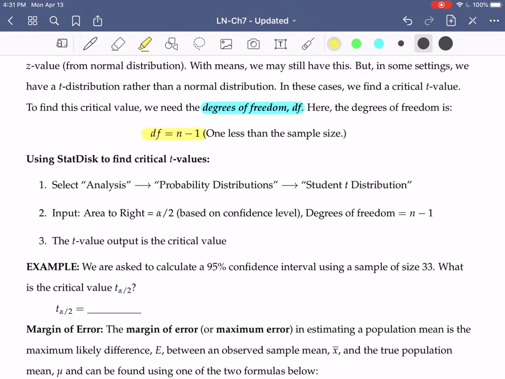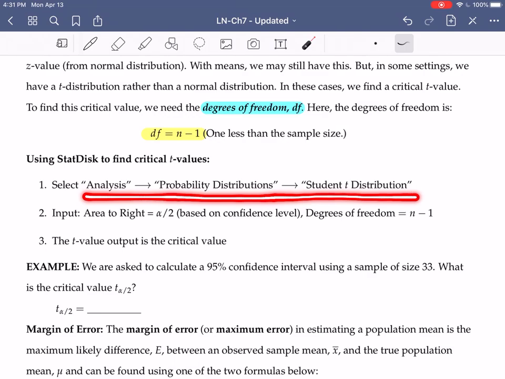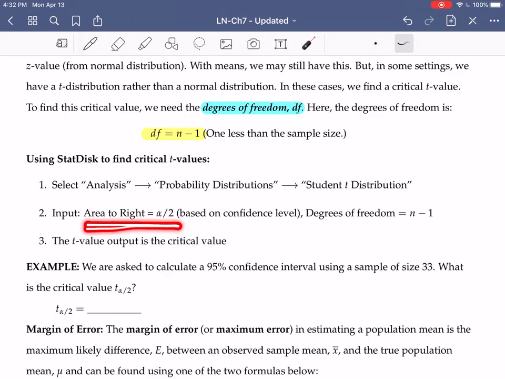Using StatDisk, we select Analysis. We then choose Probability Distributions. And one of those distributions is the Student t-distribution, so we're going to choose that. The Student t-distribution in StatDisk takes as an input an area to the right of the value that we want. So we input the area to the right, and it will take the degrees of freedom. The degrees of freedom that we'll input is n-1. The t-value that it outputs is the critical value.